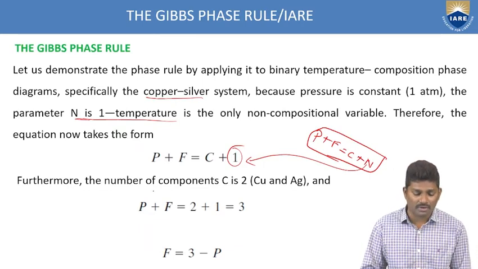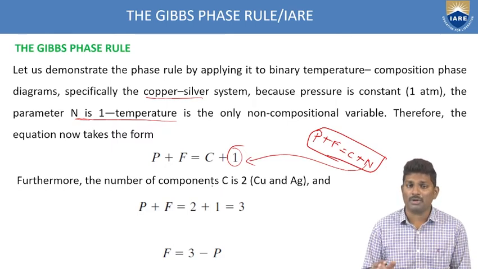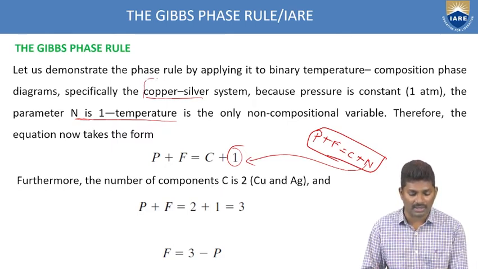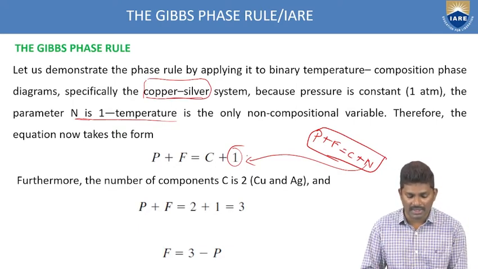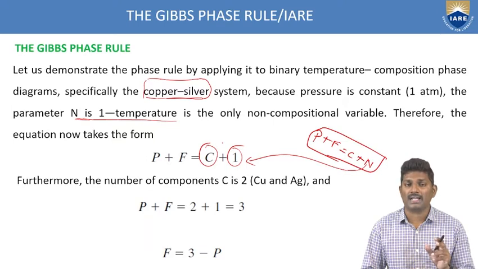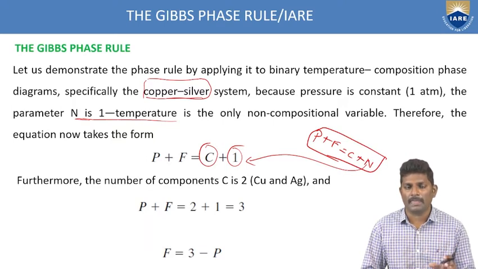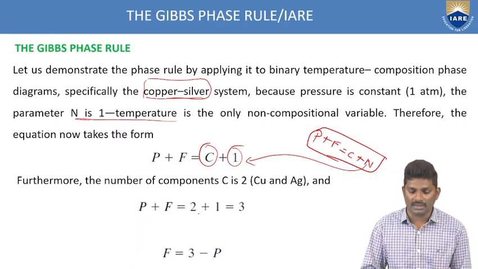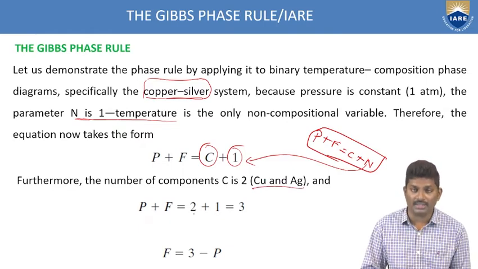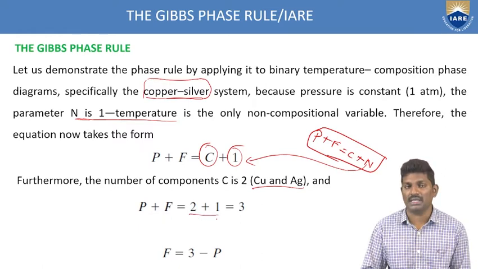Now furthermore, how many components are we taking here? Copper and silver. So here 2 components we are taking. So that's why what we have to do next is C. C stands for the components in the Gibbs phase rule. Now since we are taking copper and silver as the 2 components in this case, you have to replace this C with 2. So finally what we are getting: P plus F is equal to 2 plus 1, C is 2 and N is equal to 1.